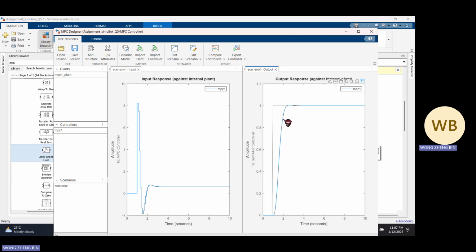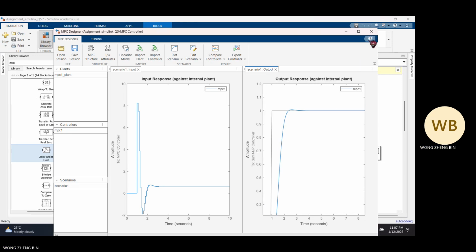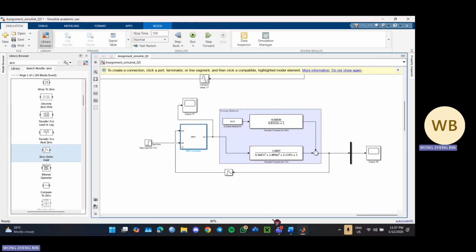So you can see the output response. The curve is much smoother than the PID controller, and the gain is not as high. See, the gain is only this high. So overall, this controller strategy is much better than the PID controller.